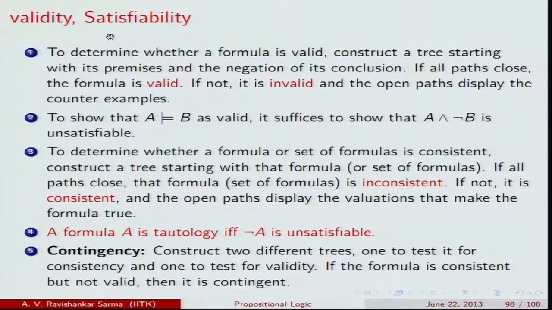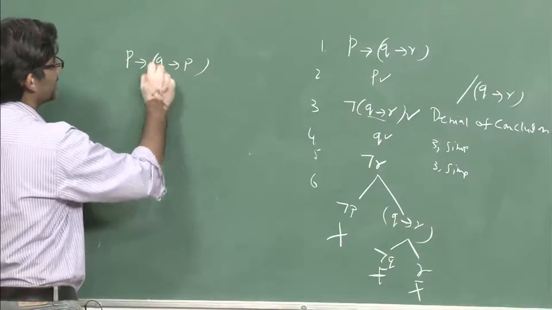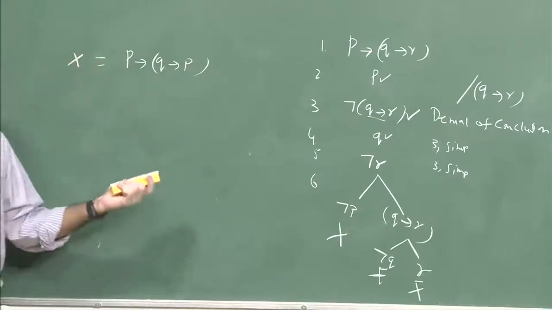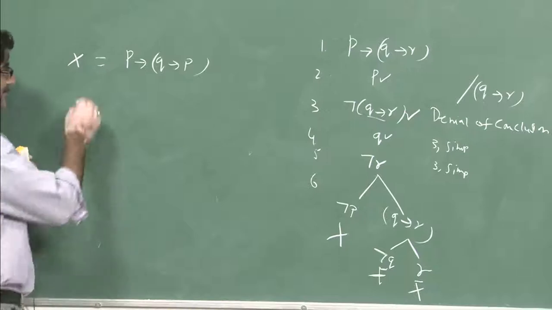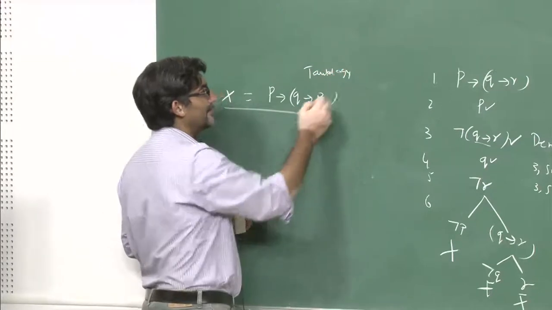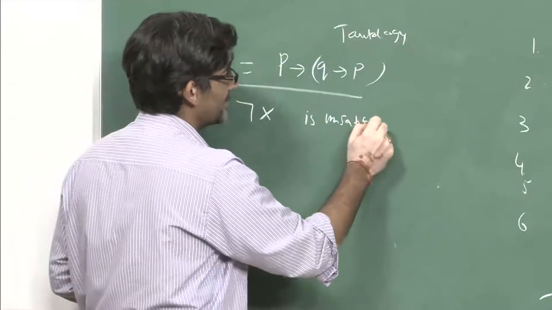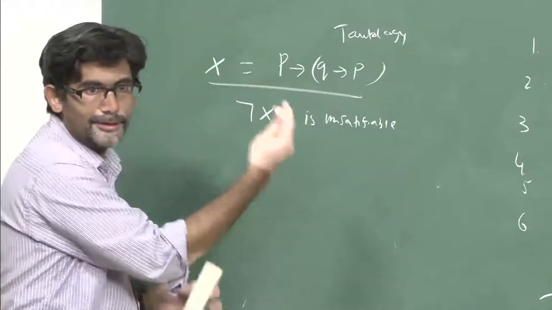And there is another way of saying that a given formula is a tautology. A formula A is a tautology, that means always true, if and only if not A is unsatisfiable. So take the formula P implies Q implies P, which is given to us. According to the definition, to show that this formula is a tautology, what you need to show is that not of X is unsatisfiable. Unsatisfiable in the sense that if you take the negation, all branches should close.